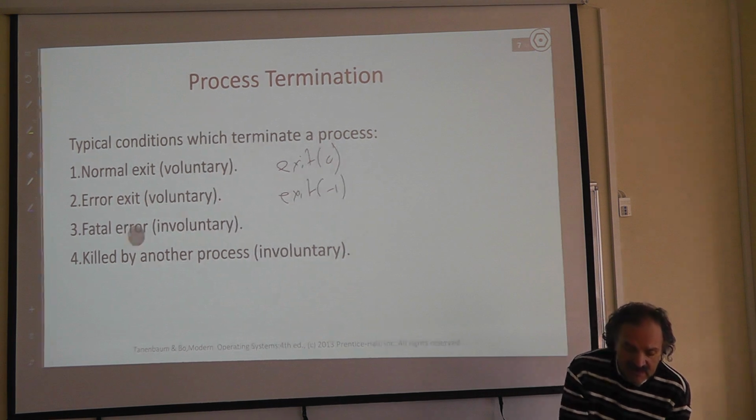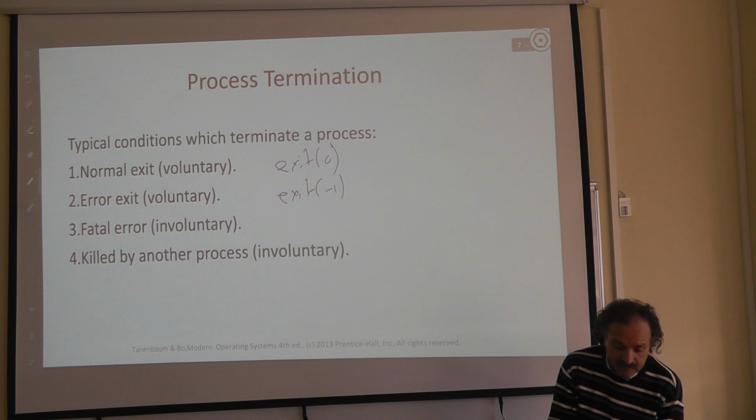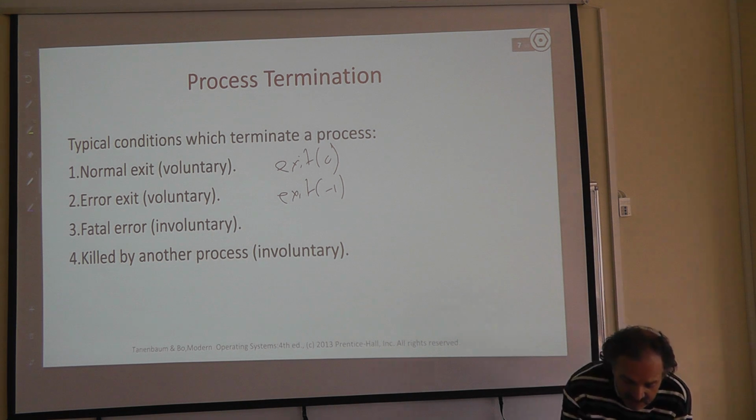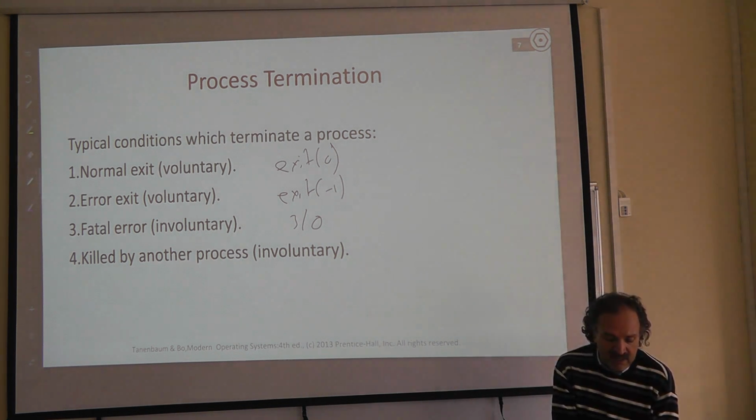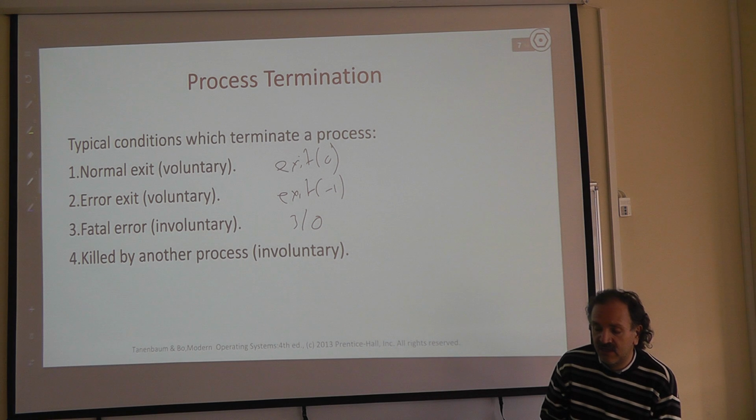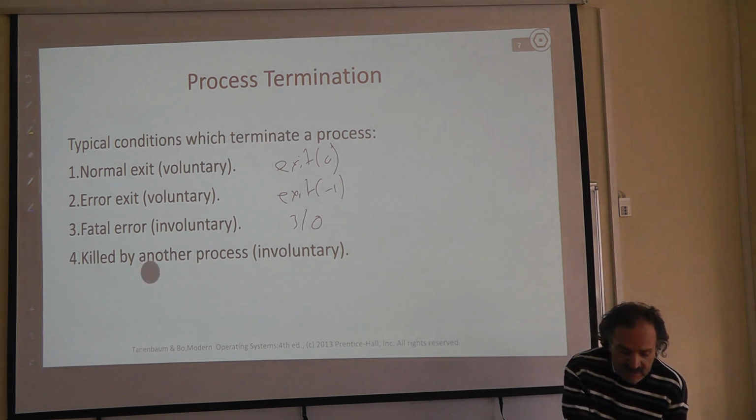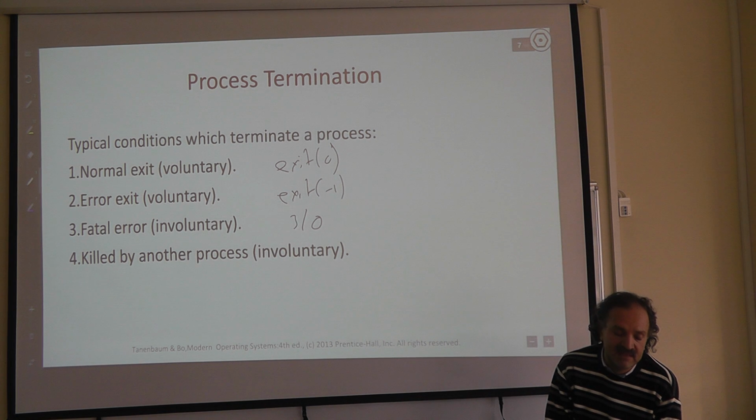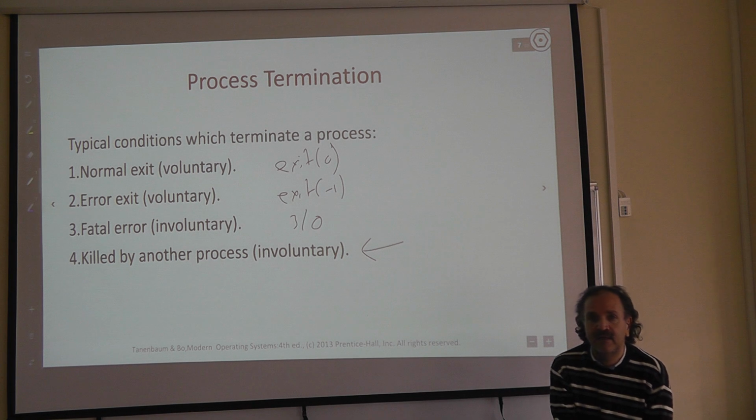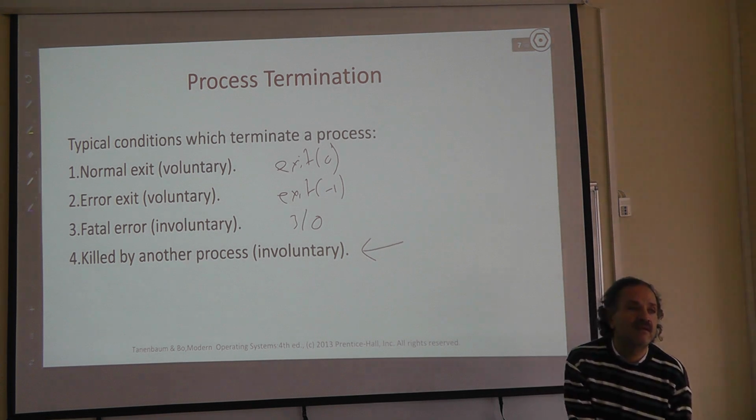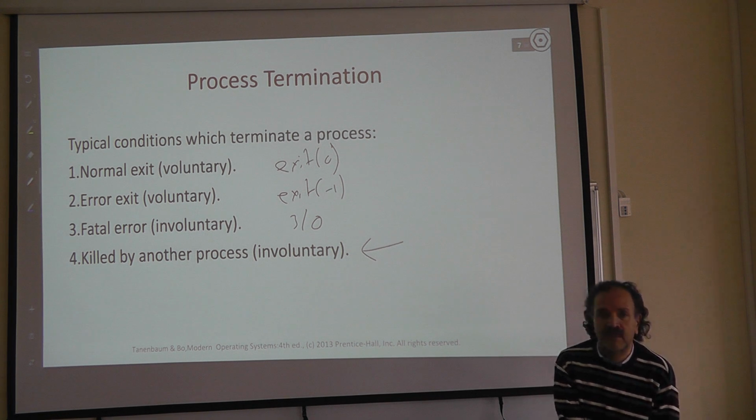The third one is that the process terminates involuntarily. When does this happen? This happens when the process does something illegal. For example, it tries to divide by 0. When it divides by 0, there is a fatal error. There is no recovery from this, so the process is terminated involuntarily. Or finally, the process might be killed by some other process. Can you give me an example for this one? This is involuntary again. The process does not terminate by itself. It is terminated by somebody else.